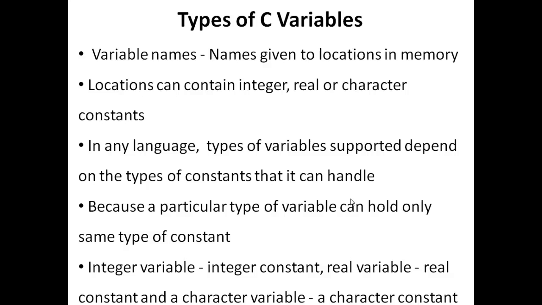In any language, the types of variables supported depend on the types of constants that it can handle, because a particular type of variable can hold only the same type of constant. So an integer variable can hold an integer constant, a real variable can hold only a real constant, and a character variable can hold only a character constant.